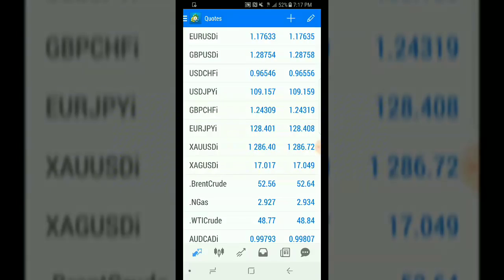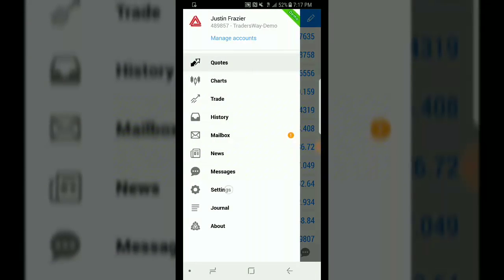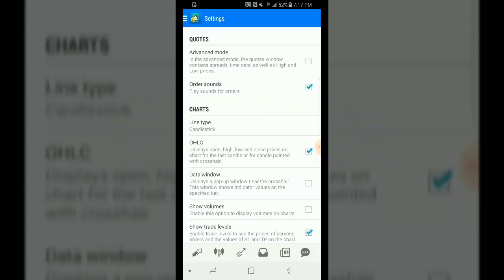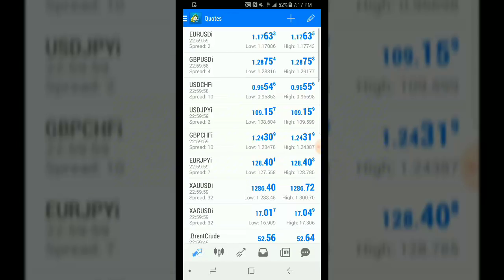Now if you look right here, you see the list of symbols and the price. Not a lot of information right here, so if you click here, go back to settings, and you click advanced mode, check that box. It's going to give you a lot more information on your quote screen. So let's go back to quotes down here. Now you see the low and the high, and the time, as well as the spread for each of the pairs.